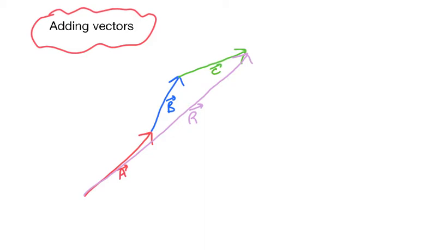Well, it turns out I'm going to break this down into a series of right triangles. So I'm going to first figure out how far for vector A, how far does vector A take me in the up-down direction?